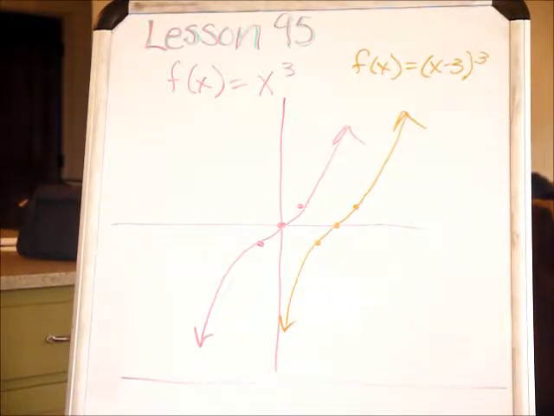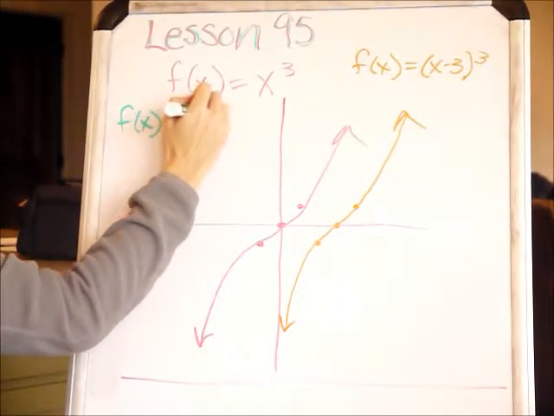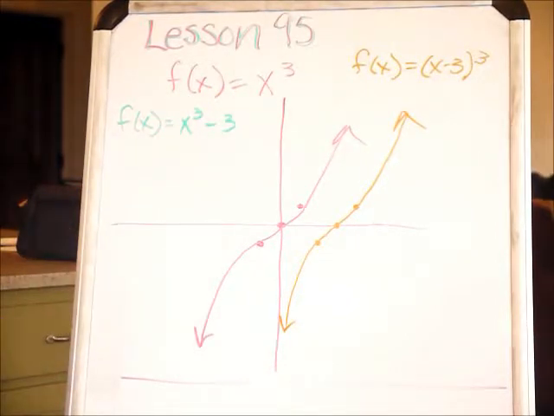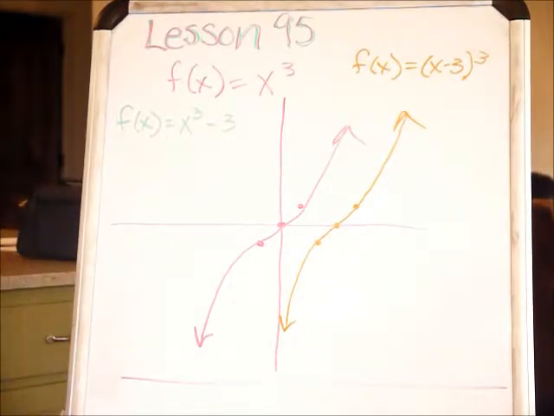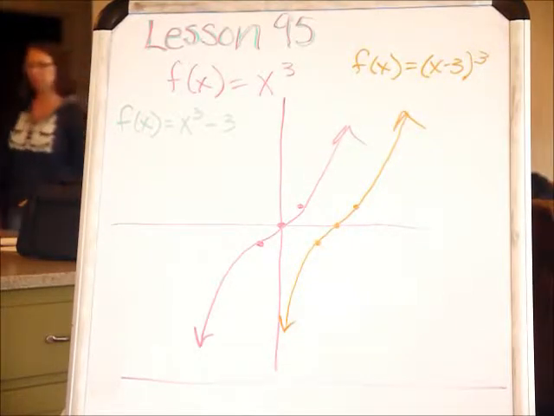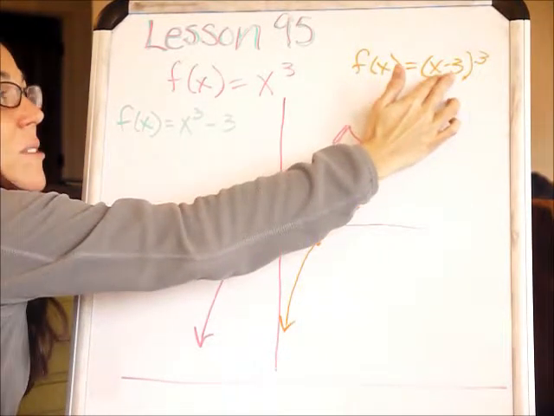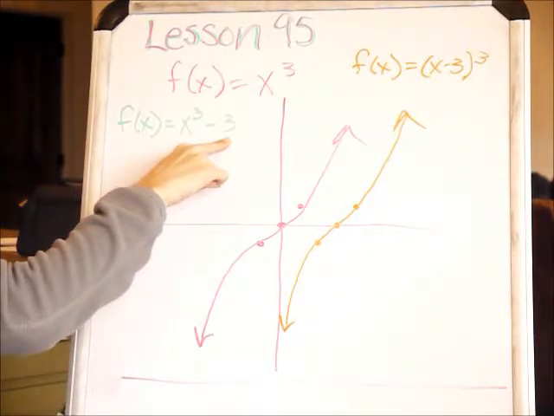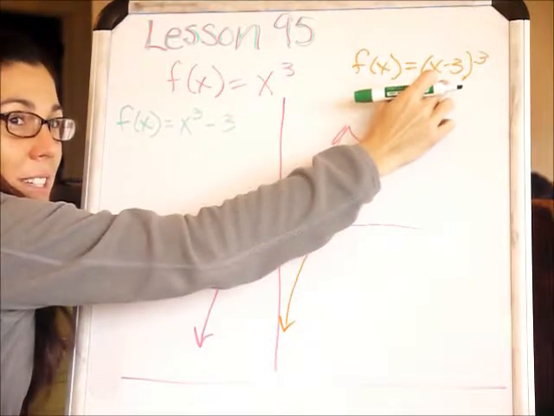Now what if I did f of x equals x cubed minus 3? Up, down, left, or right? Is this one going to go up, down, left, or right from the parent? Here's the funny thing. When it's stuck in the parentheses, it goes opposite. When it's outside the parentheses, it goes the way you think. And this is an up or down change. This is a left or right change.